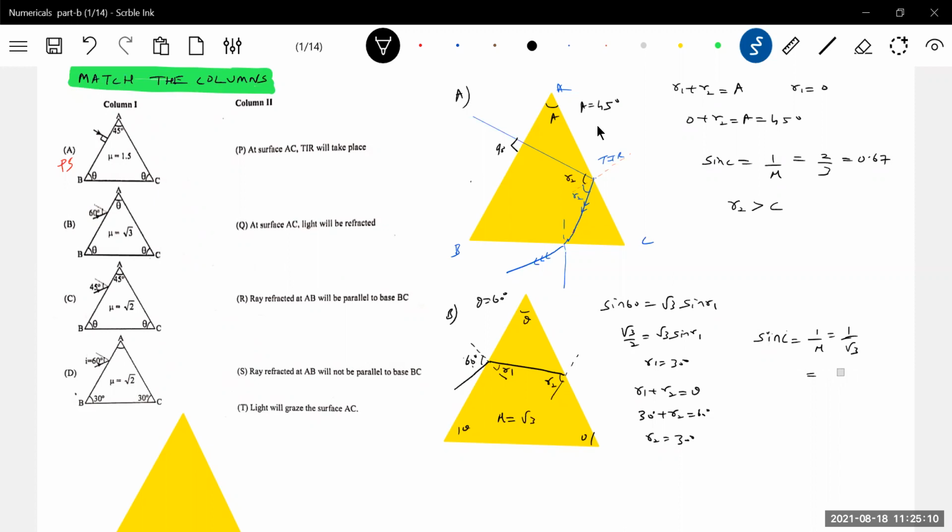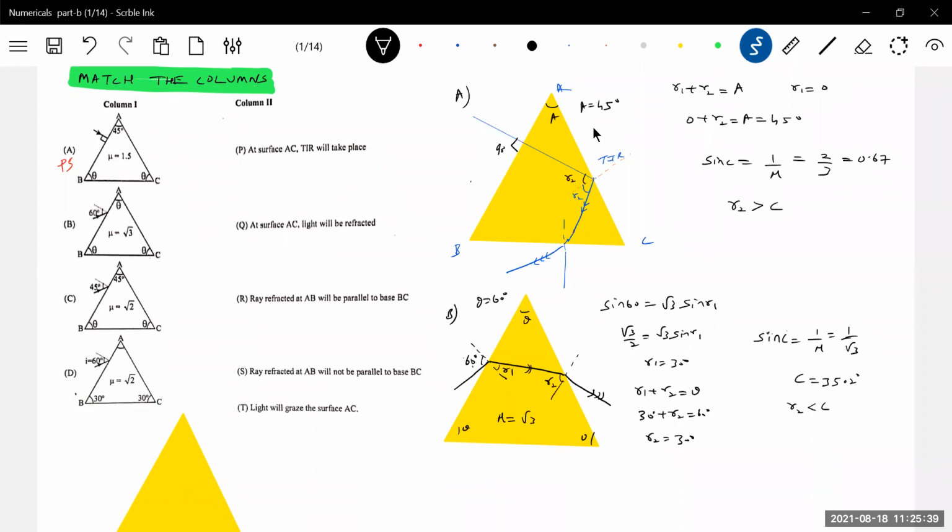Angle, I wanted angle. 35.2 degrees. The incident angle is 30 degrees, so the ray will undergo refraction. R1 equal to R2. So if R1 equals R2, then it must be parallel to the refracted ray.